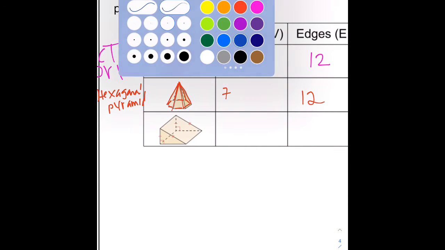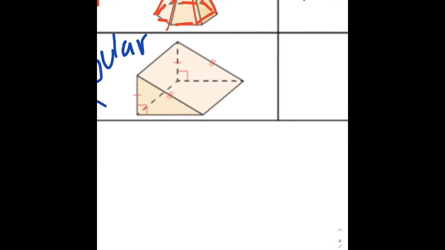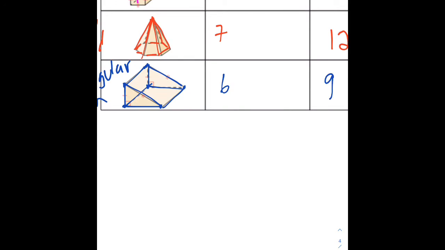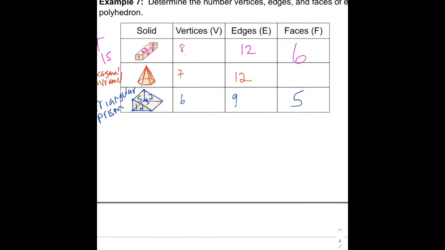And now when we want to look at the triangular pyramid, it's a triangular prism. All right, when we want to count vertices, I have 1, 2, 3, 4, 5, 6 vertices. I have 1, 2, 3, 4, 5, 6, 7, 8, 9 edges. And last but not least, you have the front and the back, which are your bases. And then you have the other 3 sides, so you have a total of 5 faces.